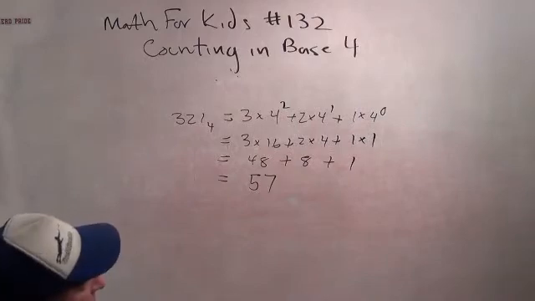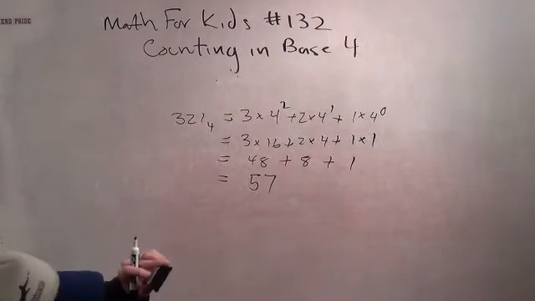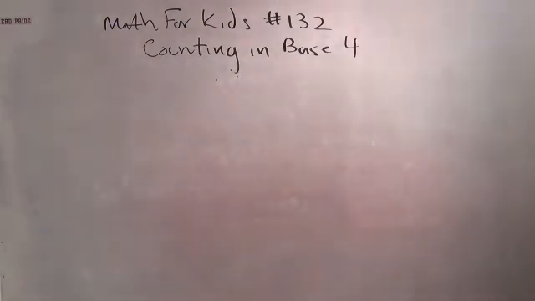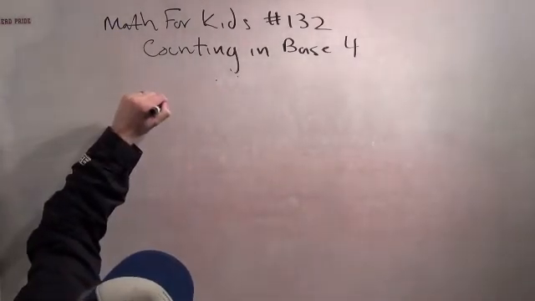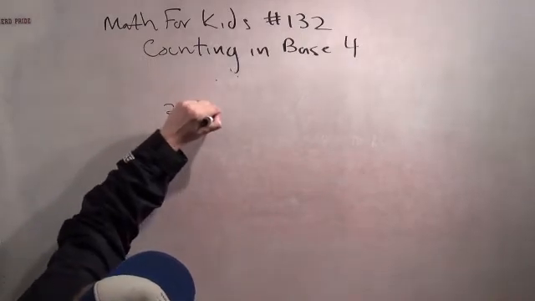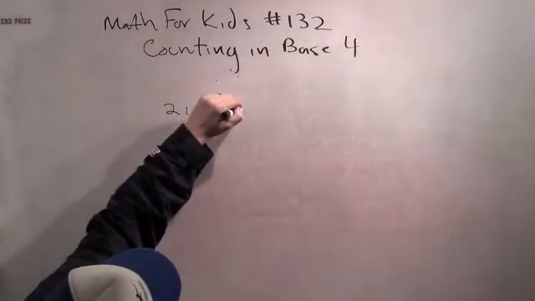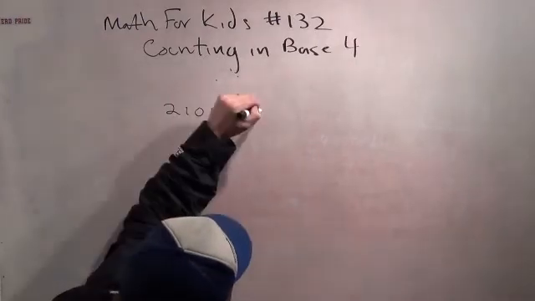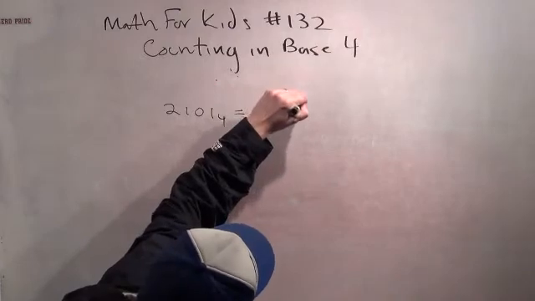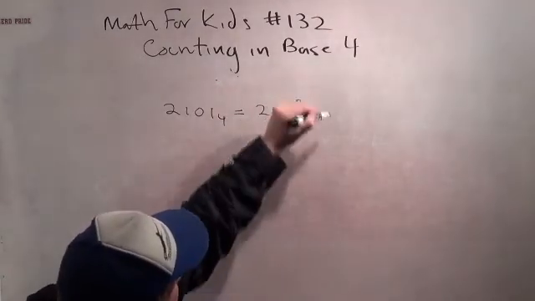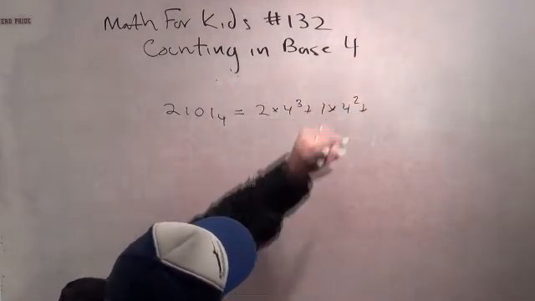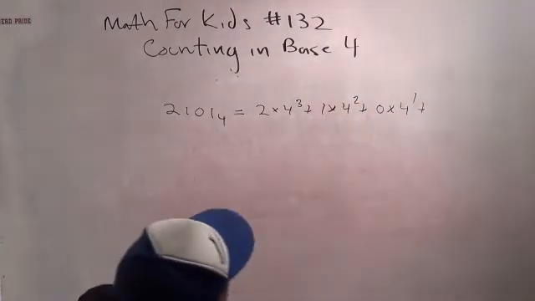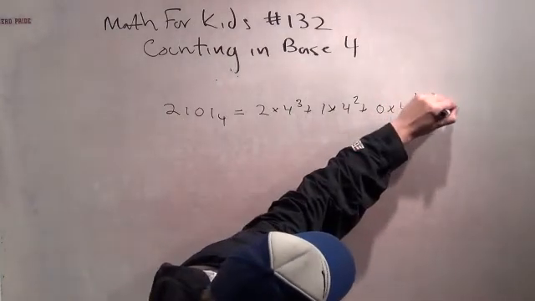Okay, let's do one more example, and then we'll add 2 numbers together in base 4, and then we'll be done, okay? Alright, so let's do 2101 base 4. What does this equal? 2 times 4 cubed, plus 1 times 4 squared plus 0 times 4 to the 1 plus 1 times 4 to the 0.